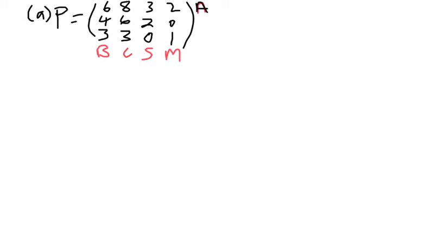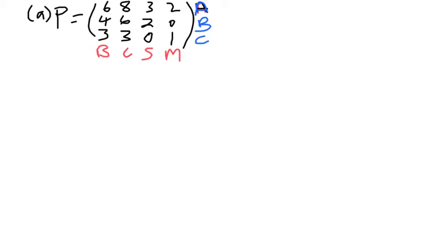Bakery A, Bakery B, and Bakery C. So we always have this in mind whenever we do our calculations or when we try to interpret matrices. So this is part A, that's done.